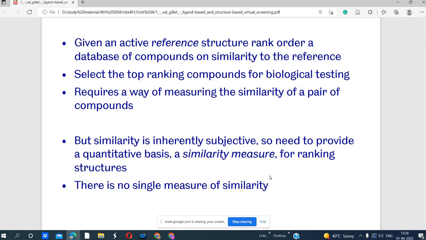It means two compounds are closely related, like morphine, codeine, heroin. These are closely related compounds. But similarity is inherently subjective, so we need to provide a quantitative basis.